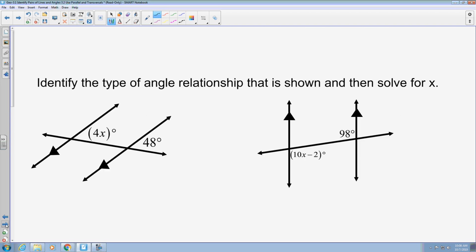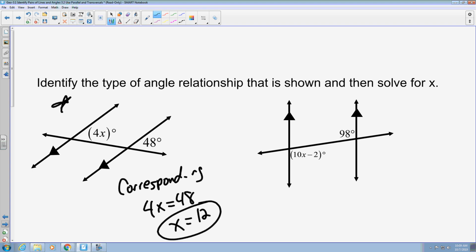So for these two examples, they want you to identify the type of angle relationship that is shown and then solve for x. So looking at this one here, looks like bottom right. These are corresponding. And since they're corresponding, I can set them equal to each other. 4x is equal to 48, and that means x equals 12.